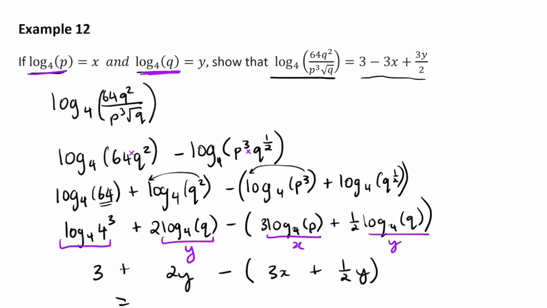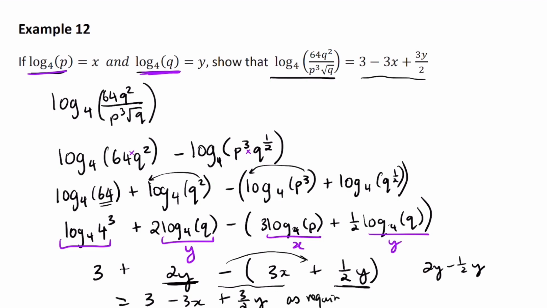And now I can just put them all together. So I have a 3 that's just hanging out. Then there's a minus 3x. I'm just trying to copy the order that's in there. And then 2y plus a half y is going to be 3, minus, because I'm expanding that negative in, so it's 2y minus a half y, which will be 3 on 2 y, as required. So it's a little fun exercise there as a puzzle. I hope you enjoyed that.